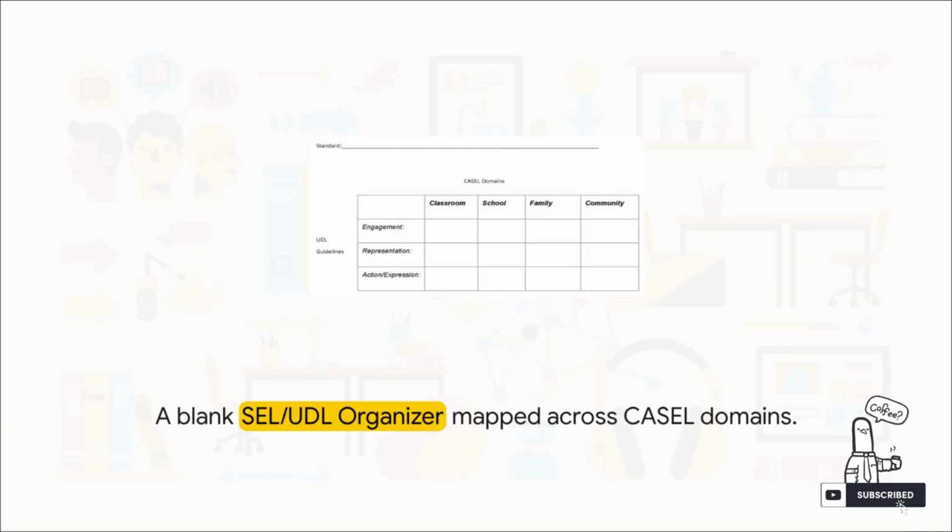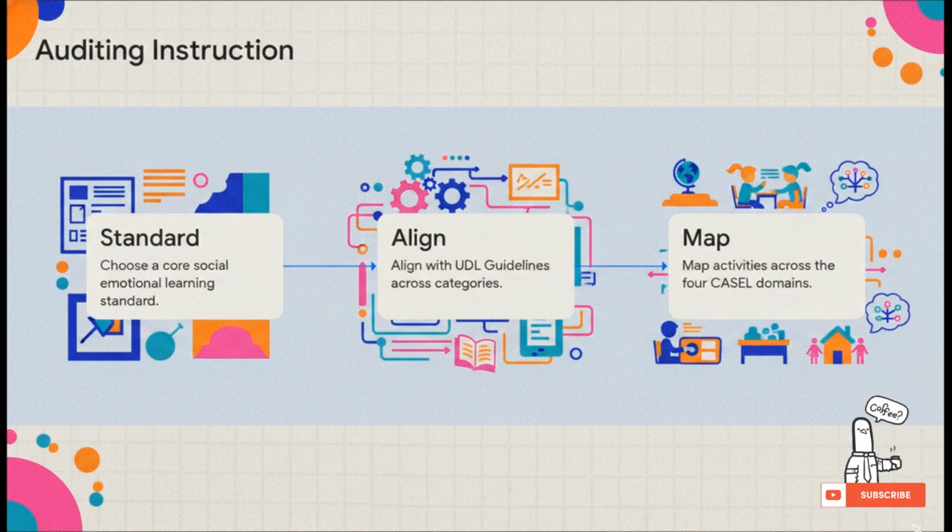Well, we can use a highly practical template, an SEL and UDL organizer mapped across the classroom, school, family, and community domains. This framework is fantastic because it helps us integrate social-emotional learning standards directly into our academic blocks, all through the lens of universal design. We can use this specific framework to step right through our daily routines and make sure we're proactively designing activities that support the acquisition, generalization, and maintenance of skills.